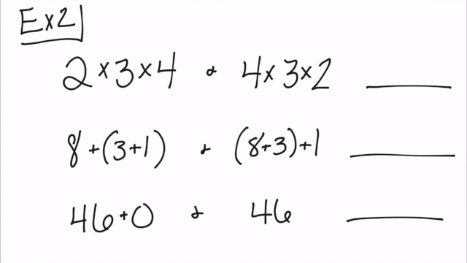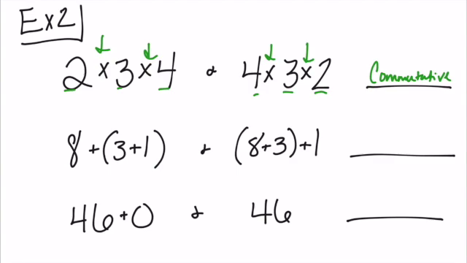Okay, the first one. If you noticed, we have a 2, a 3, and a 4, and we have multiplying, multiplying. So what changed here? The order changed. Which property changes the order? The commutative property changes the order. So those are two expressions. They were changed using the commutative property because we switched the order.